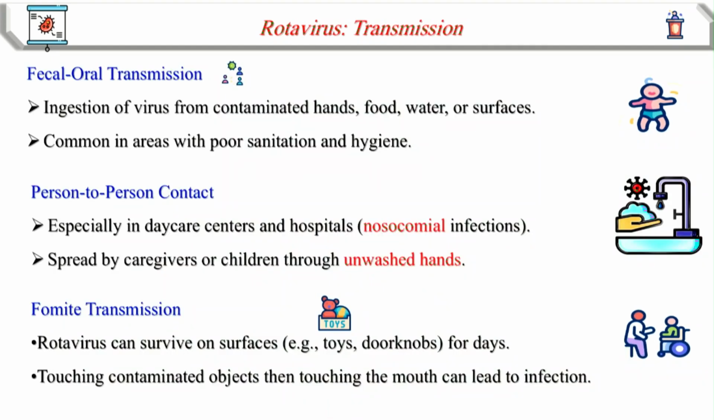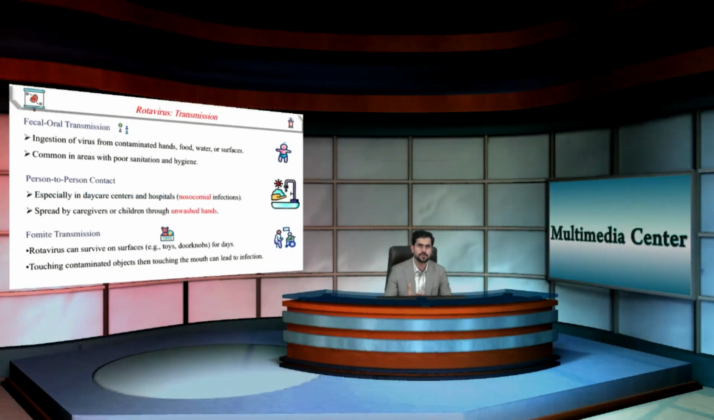The mode of transmission. Rotavirus has the ability to transmit from person to person via the fecal-oral route. So the ingestion of the virus can occur from contaminated hands, food, and even water. So it is common in areas with poor sanitation and poor hygiene. And this virus can also be transmitted from person to person by contact with feces, as I have mentioned, especially in daycare centers and hospitals.